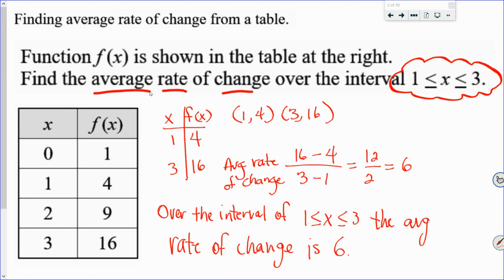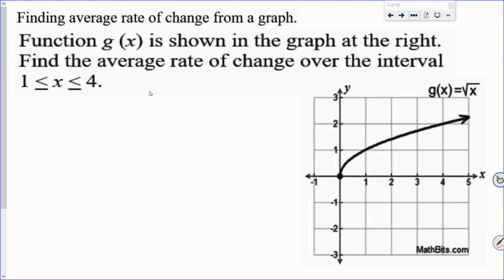Let's see what that looks like in another example. You know, we see this one in a table. Remember, when we talk about functions, we want to look at them multiple ways, as in equations. We want to look at them in tables. We want to look at them in graphs, mappings, you name it. We've got lots of different ways of looking at it. So let's look at it in terms of a graph. Now this one says to find the average rate of change over the interval of 1 to 4.